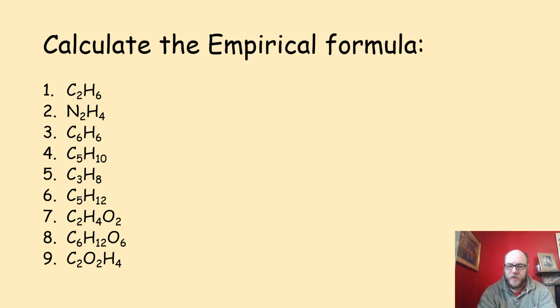Let's have a look at the first one together, and then you can pause the video and go for the others. C2H6. Well, I can divide both 2 and 6 by 1. That's not really very helpful. I can divide 2 by 2 to get 1, and I can divide 6 by 2 to get 3. And I can't go any higher than that. So my empirical formula is CH3.